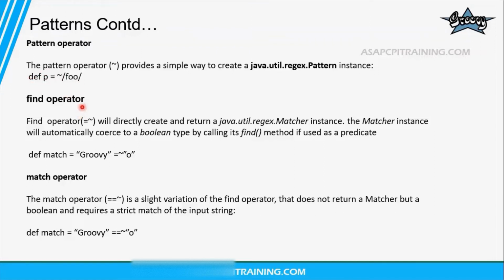Then we have the find operator. Find directly returns a matcher instance. It can be treated as a boolean also, but normally it returns a matcher object.